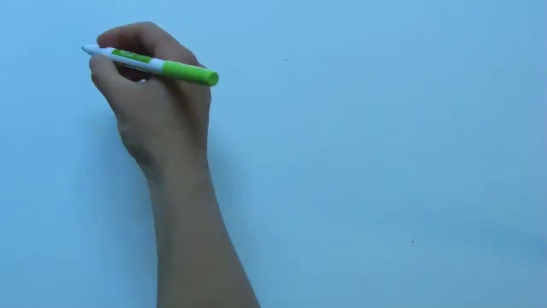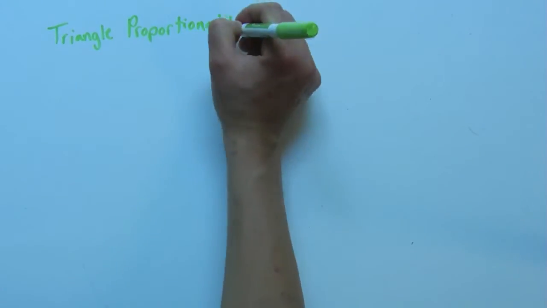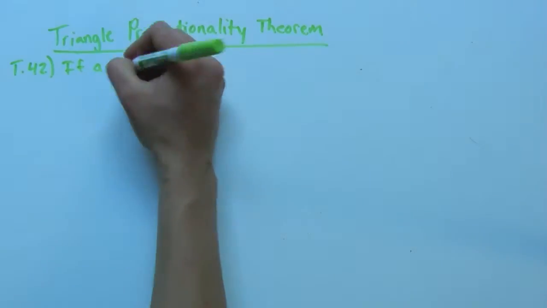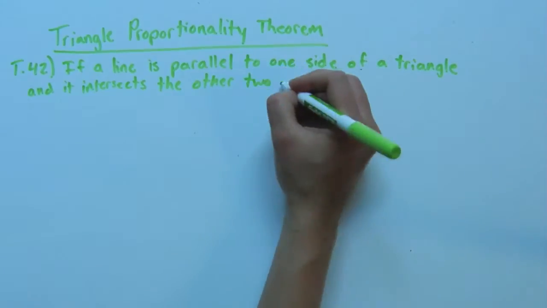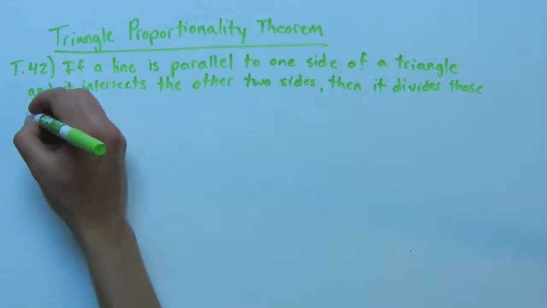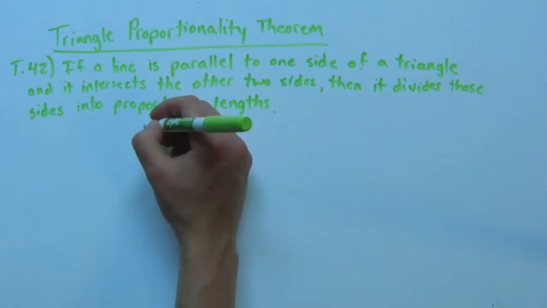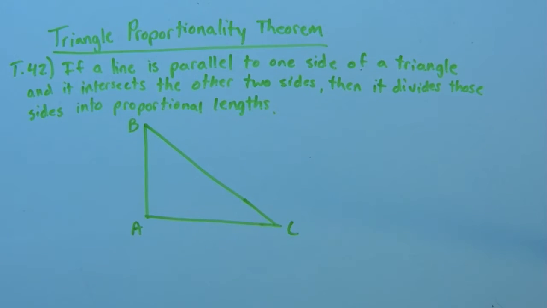In this video, we are going to go over the triangle proportionality theorem and its converse. The triangle proportionality theorem says that if a line is parallel to one side of a triangle and it intersects the other two sides, then it divides those sides into proportional lengths.